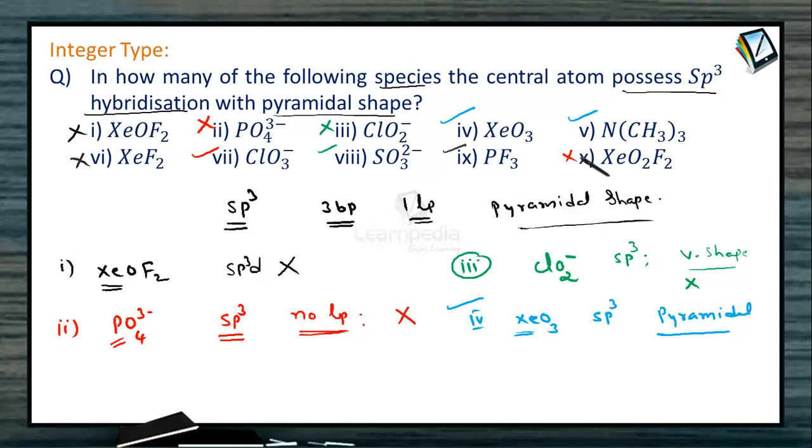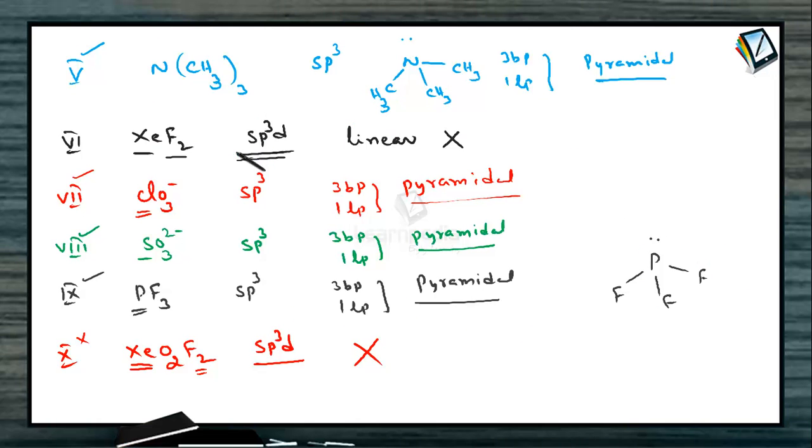So thus, how many species have sp3 type of hybridization with pyramidal shape? 1, 2, 3, 4, 5. So therefore the answer is 5.